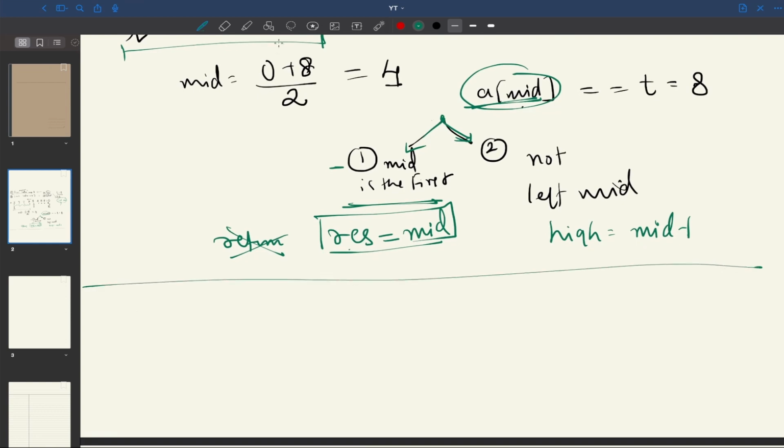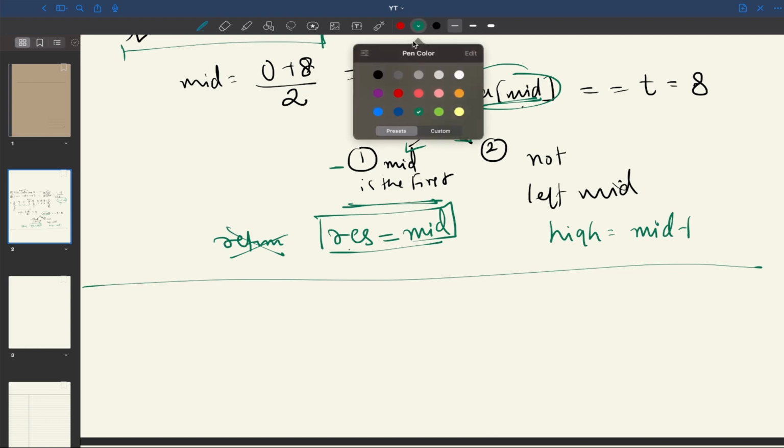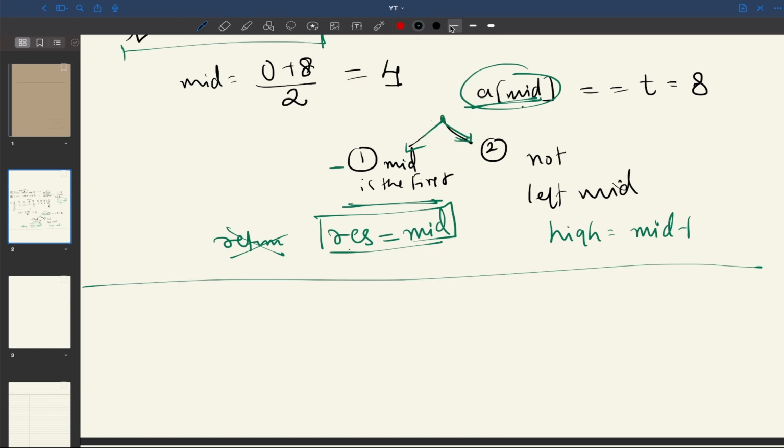Next, what is the other possibility? So let's change the color here. Take the black color. So see, first was that if A of mid equal to target, which we saw.